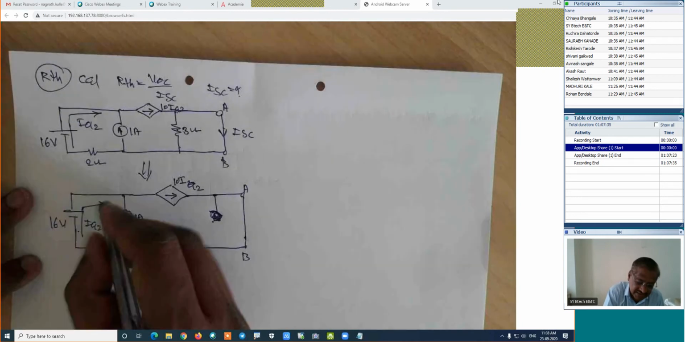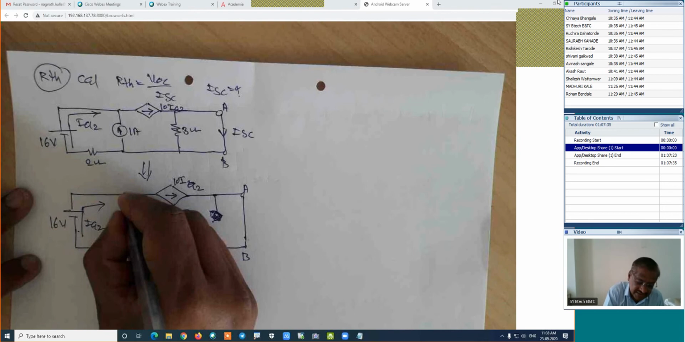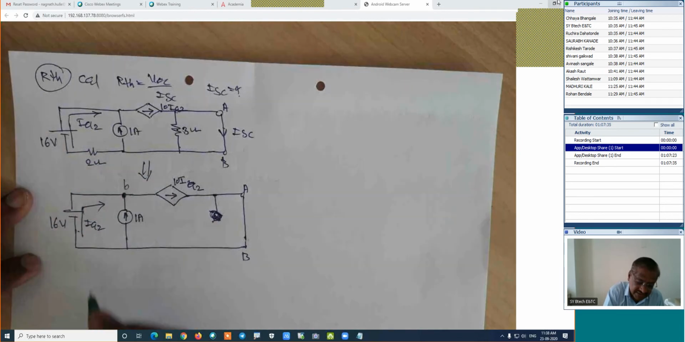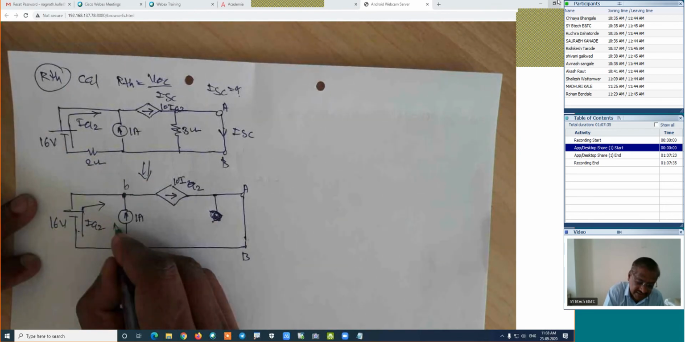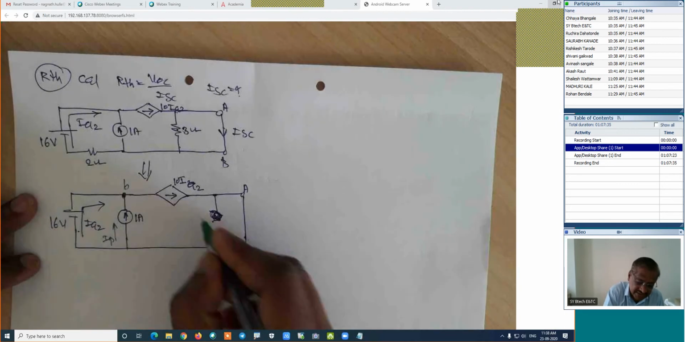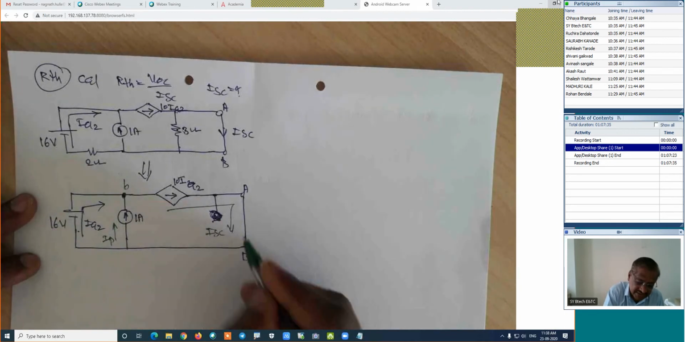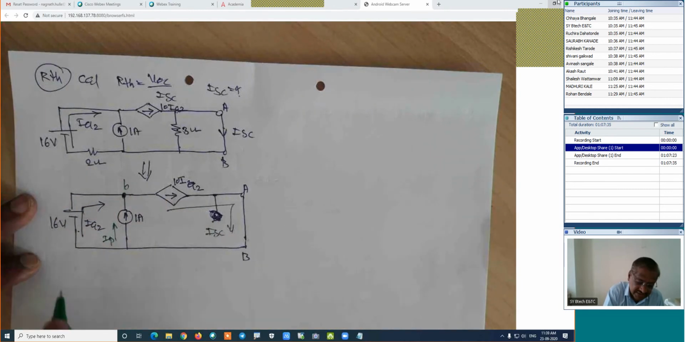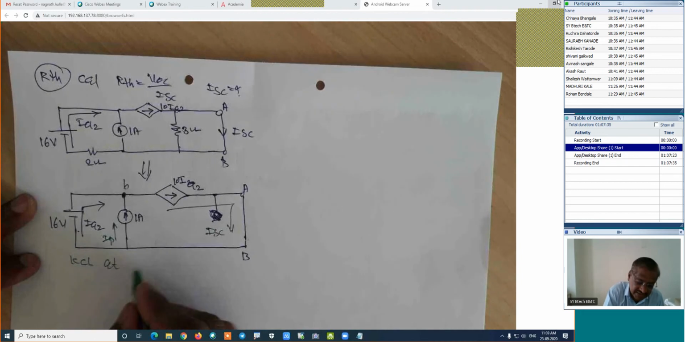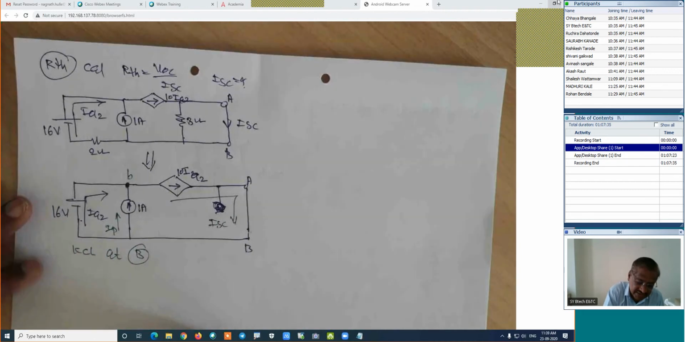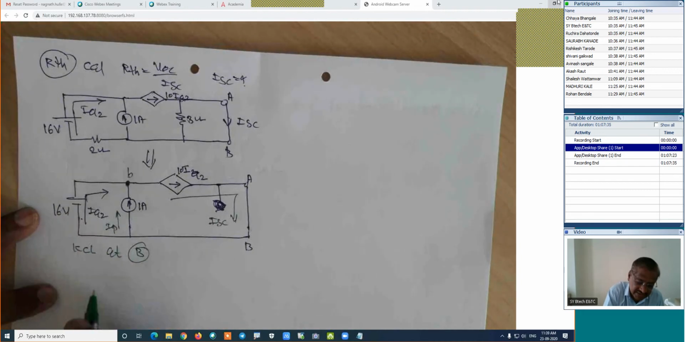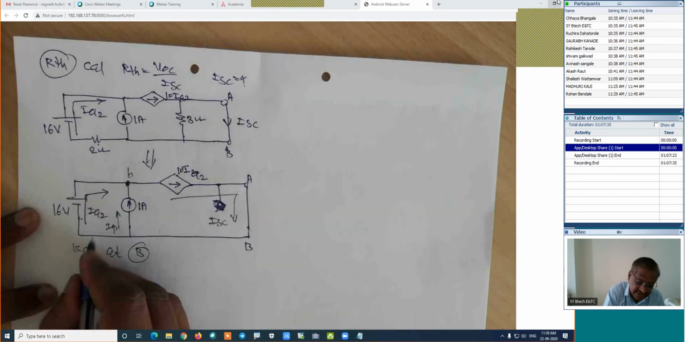Suppose I name this node as B in this case. Is it right? This current I will name as IP, and this current I will name as ISC, that is short circuit current. Now, if we are applying the KCL at node B, how is the equation? This IA2, sorry, I forgot to draw this resistance, 2 ohm. There it is, the 2 ohm.